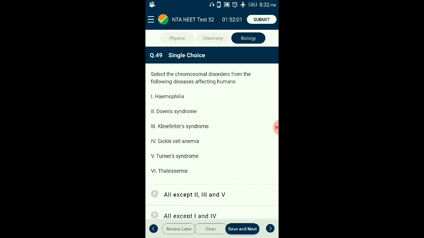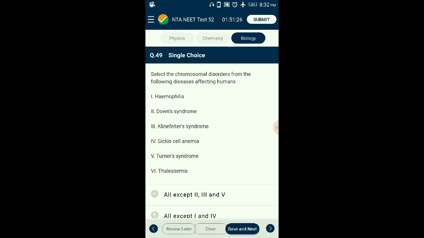Question number 49. From the following diseases affecting humans. Chromosomal disorders are the diseases or conditions that occur due to a change in the number of chromosomes in individuals. Down syndrome is due to an extra 21st chromosome. Turner syndrome is caused in females due to lack of one X chromosome from the 23rd pair of double X.